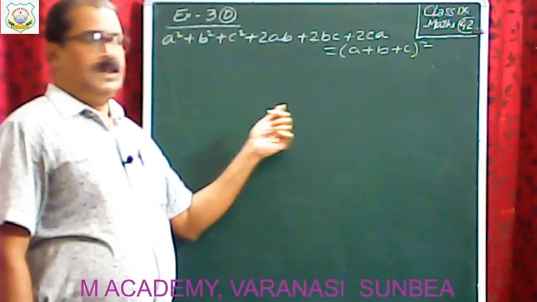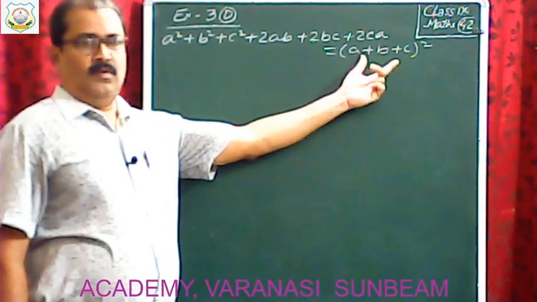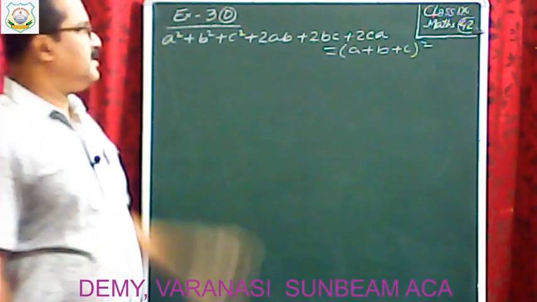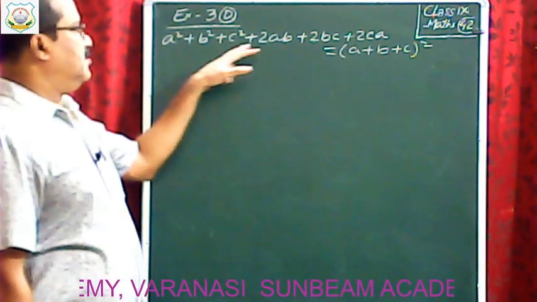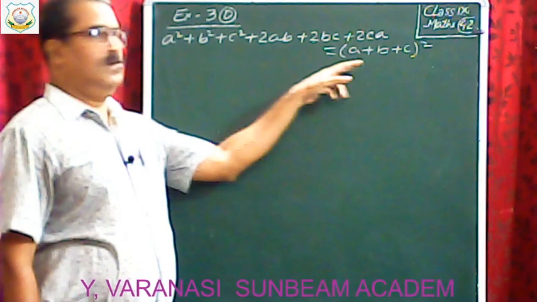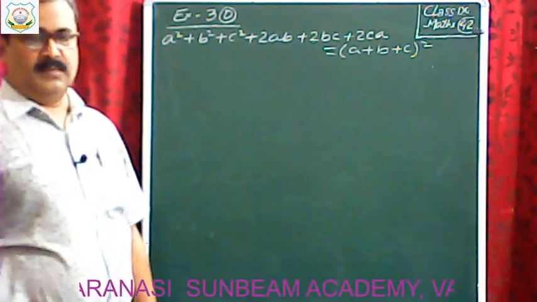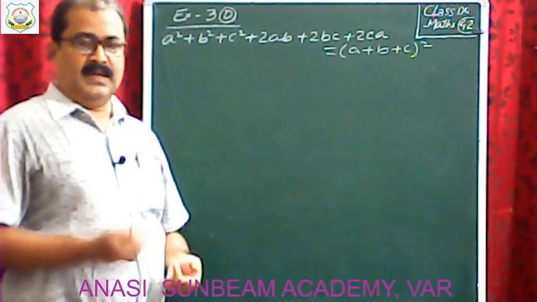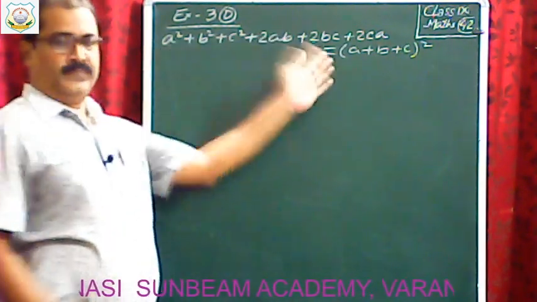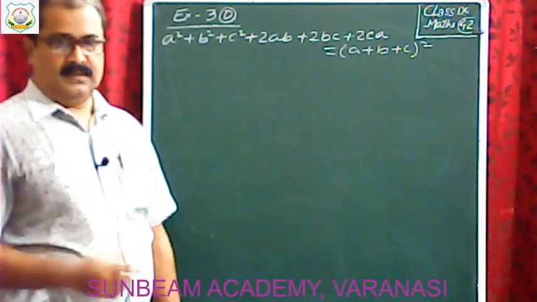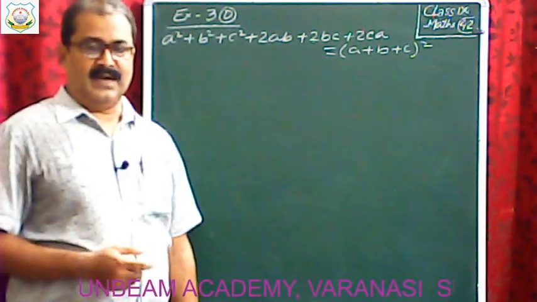Okay. And a plus b plus c whole square is the factorized part, meaning a plus b plus c into a plus b plus c. If you multiply a plus b plus c by a plus b plus c, you get the same. Clear? So how do we identify the formula or algebraic identity?